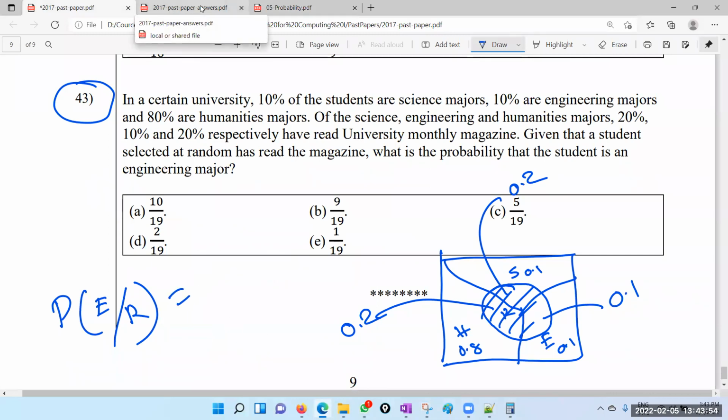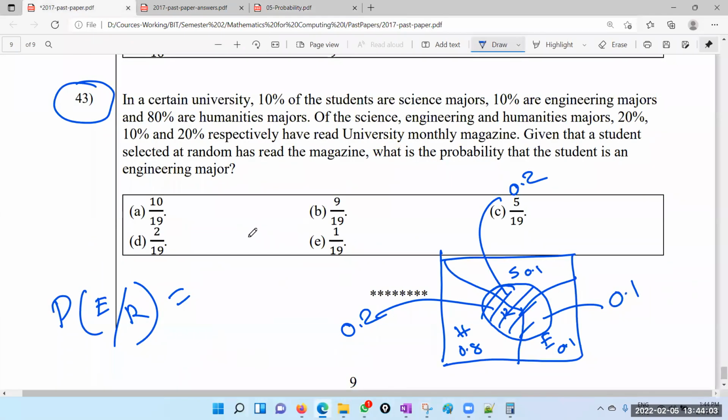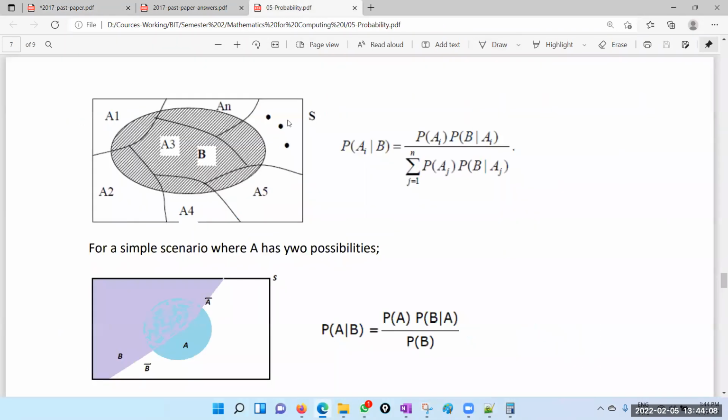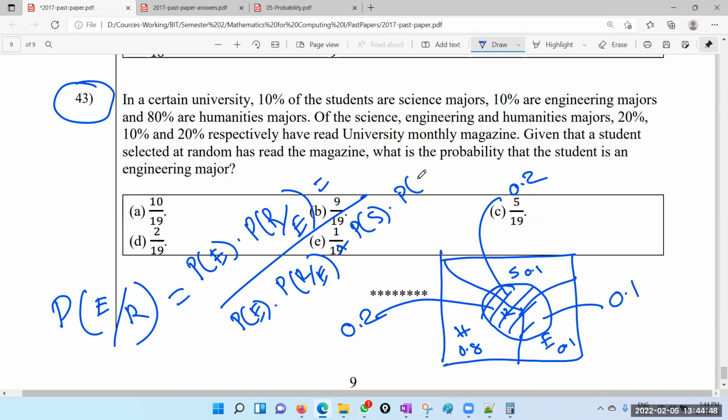According to Bayes theorem, probability of A given E equals probability of A into probability of E given A, divided by probability of engineering into probability of read given engineering, plus probability of science into probability of read given science, plus probability of humanity into probability of read given humanity.